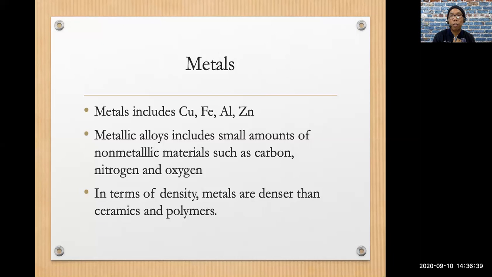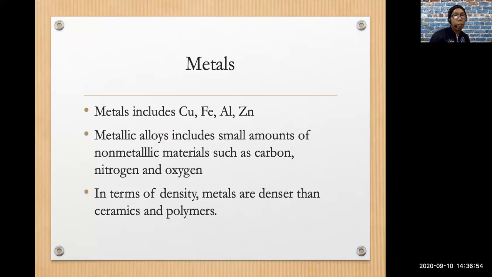Kunyari, silver ito. Pero yung silver na hindi talaga siya pure silver. Kaya may percentage lang, kunyari, itong ganito. Pero may halo ng ibang element yun. Okay? So, yan. Oxygen, nitrogen.